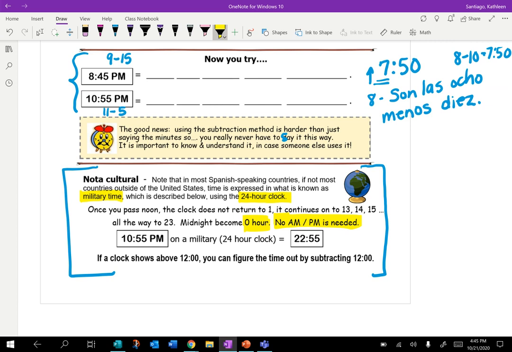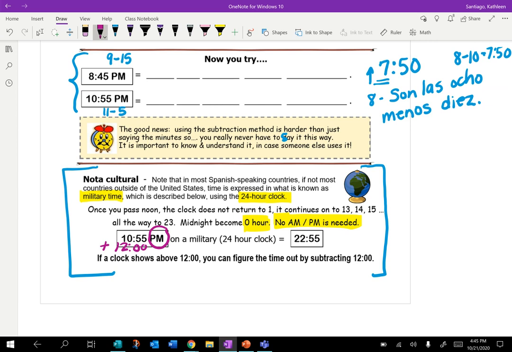So let's take a look at what that means. So in the 24-hour clock, look at 10:55 p.m. On a military clock, because it is PM, I've already passed 12 noon. So what you really do is add 12 hours to the time. So if you take 10:55 because it's PM and add 12 hours, you're going to get 22:55. If a clock shows any number above 12, you can figure out how much it is by subtracting 12 hours.